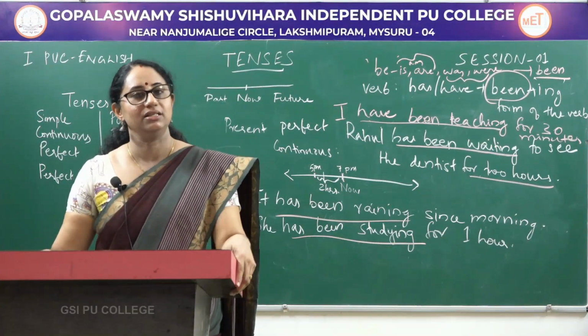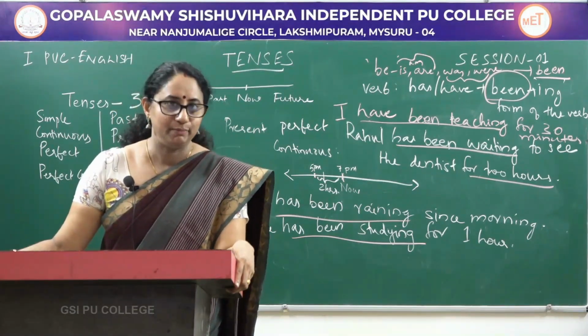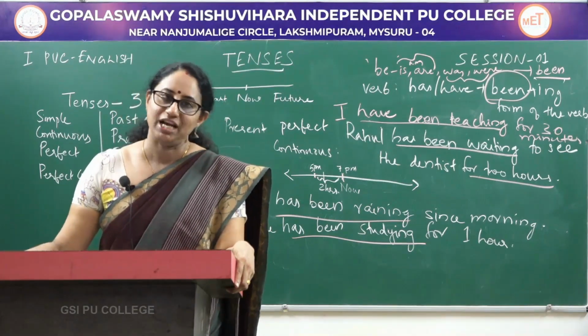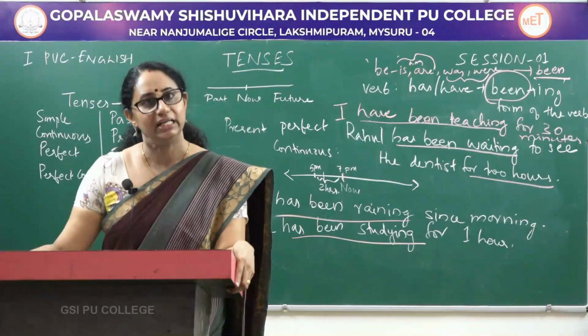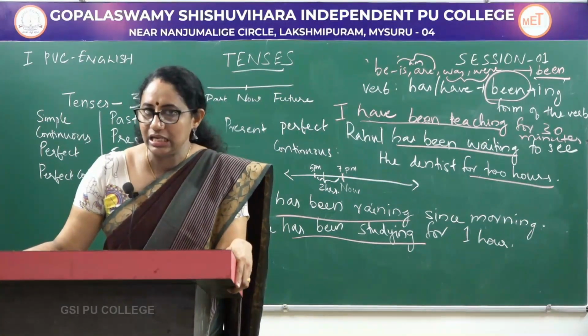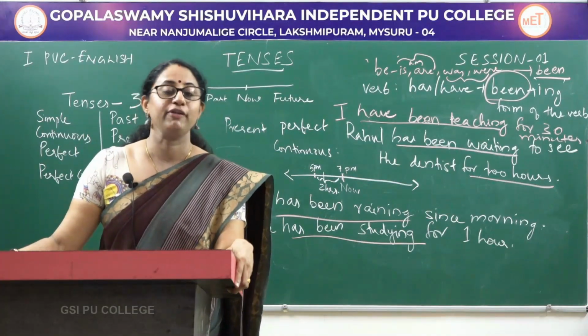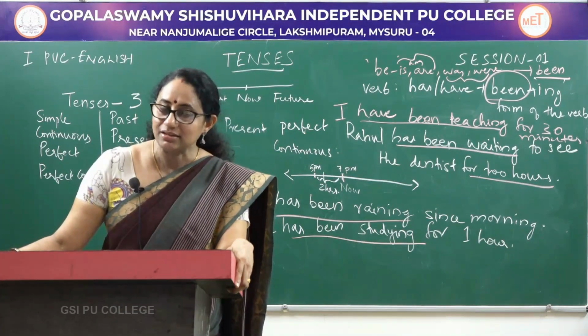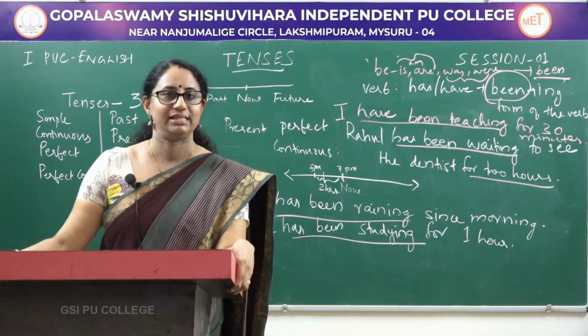So today we have studied, we have learned present tense and its 4 kinds. See, present tense is divided into 4: simple present, present continuous, present perfect, and present perfect continuous. So we have seen the definitions for each tense. We have seen where we use these tenses. We have seen some of the examples as well.